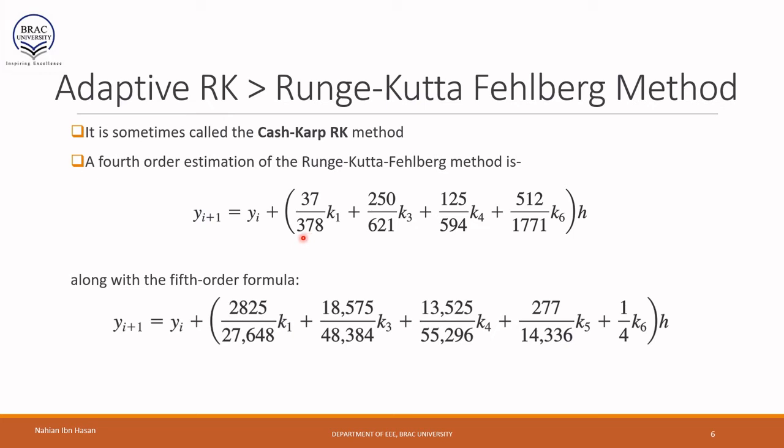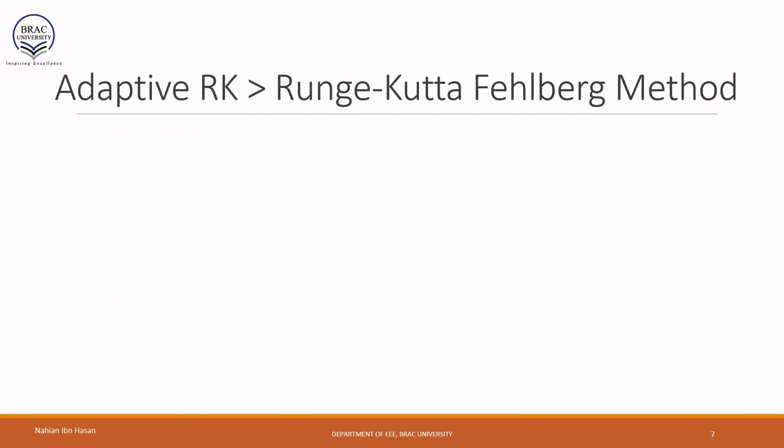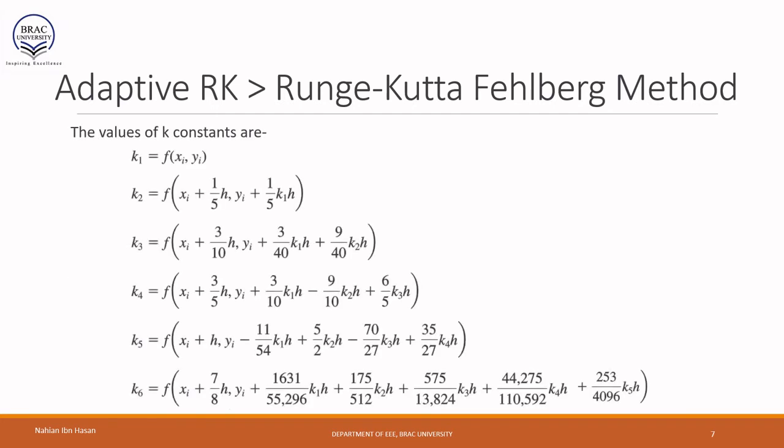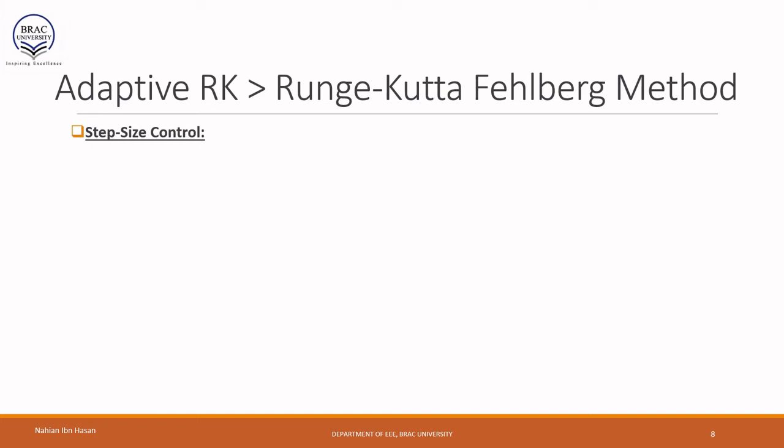And in these two equations we have the terms k1, k2, k3, k4, k5, k6, and these terms can be denoted with these formulas. I am not showing you the detailed proof of these equations, that is out of our scope. If you want to know the details of these equations k1 to k6, you have to go through the original paper of the Runge-Kutta-Fehlberg method. In the Runge-Kutta-Fehlberg method we are going to use this special method for controlling the step size.